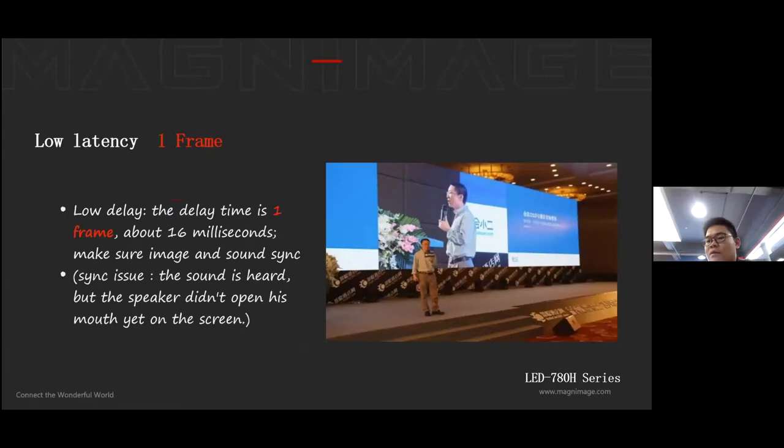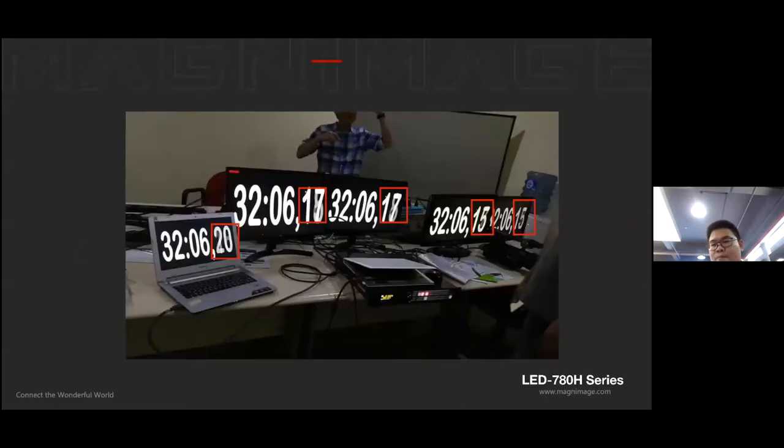One more important thing, the big advantage of the 780 is very low latency, just one frame. During an event or conference, if there is too much delay, you will see the speaker's sound is heard, but the speaker didn't open his mouth on the screen. So this is very important. Here we tested the latency. Just see the time, it's within one frame, in milliseconds.